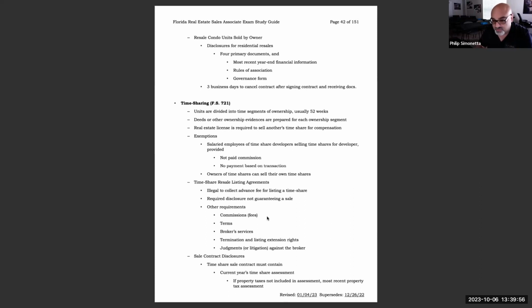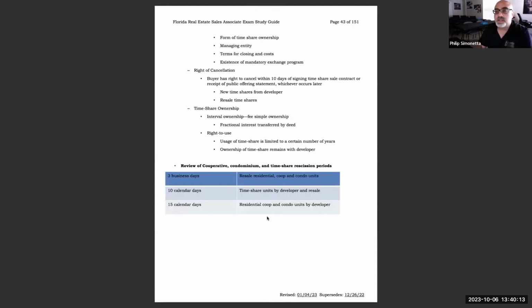Sale contract disclosures for timeshares. A timeshare sales contract must contain the current year's timeshare assessment. If the property taxes are not included in the assessment, the most recent property tax assessment is also required. There has to be a form of timeshare ownership. Is it fee simple? How are they owning it? Who the managing entity is, the terms for closing and the cost of it, and the existence of a mandatory exchange program.